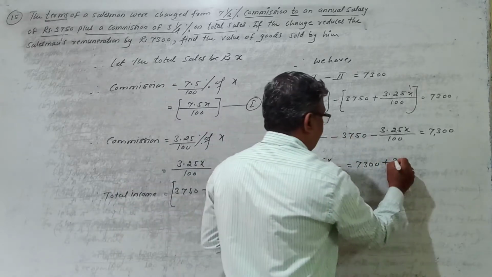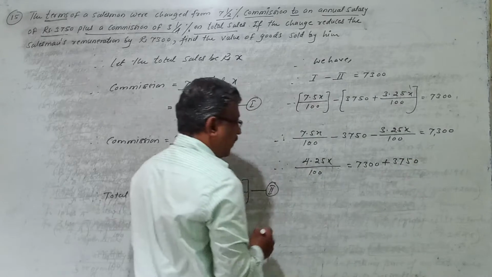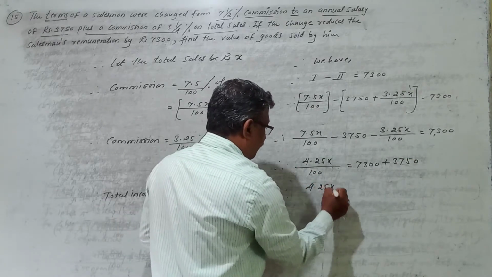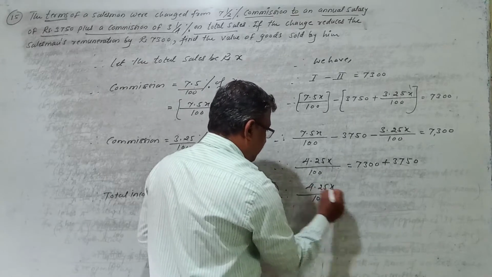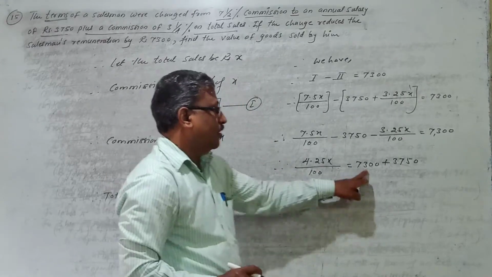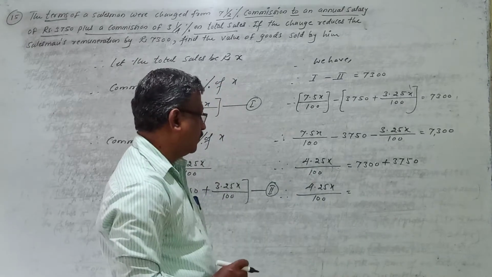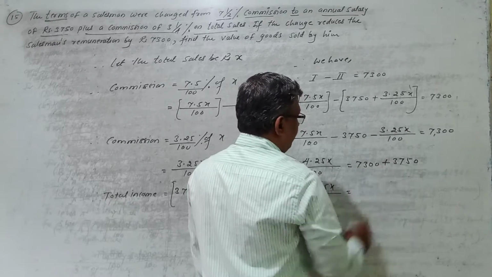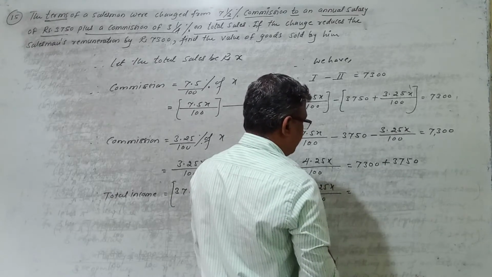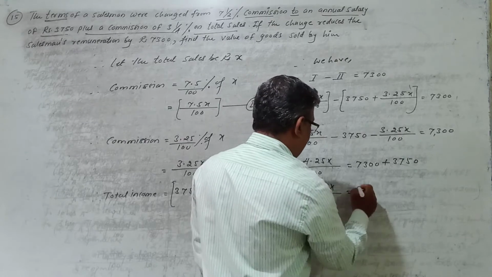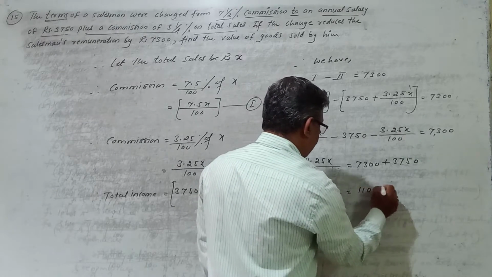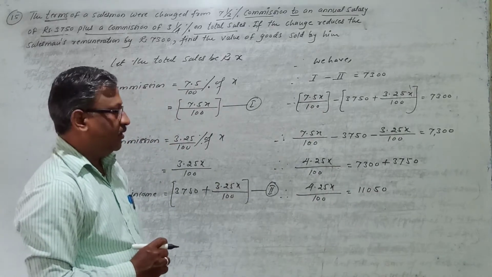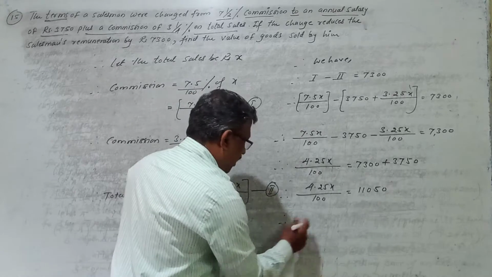Plus 3,750, and the 4.25x divided by 100 you keep as it is, equals to. Now you add: in 7,300 you add this 3,750 rupees. If you add this, you will get 11,050 rupees. So now what I want is the x value.